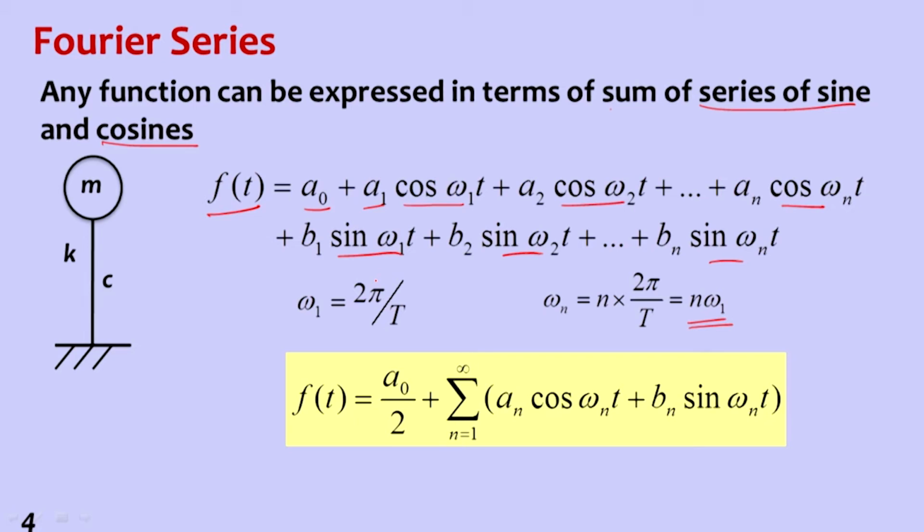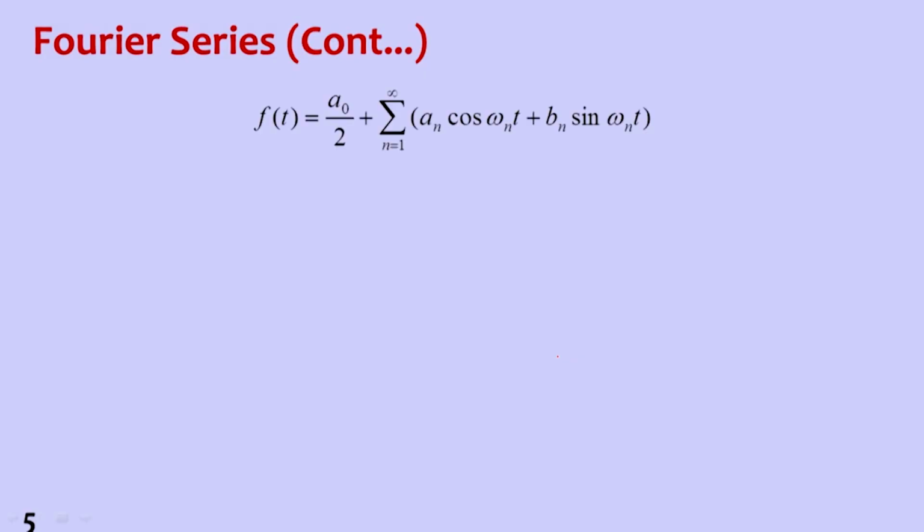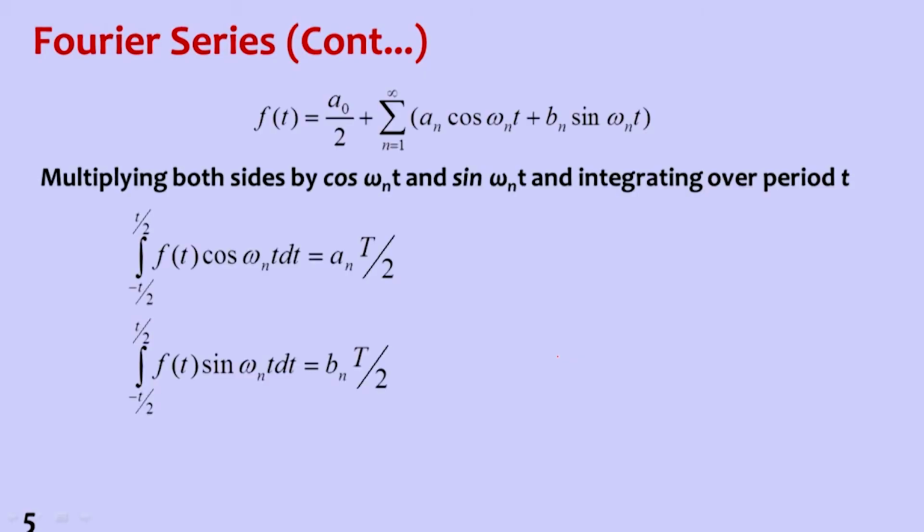In that case we can represent the entire function as f of t equals a0 by 2 plus summation of n from 1 to infinity of an cos omega n t plus bn sin omega n t. So any function can be represented in the form of a series of sines and cosines with this summation form. So now, let us go further. Any function can be represented like that.